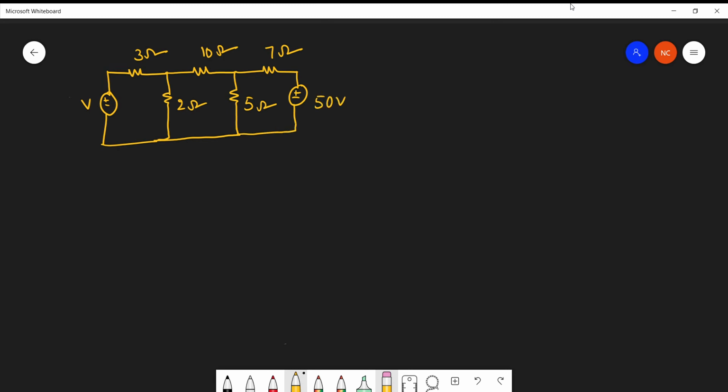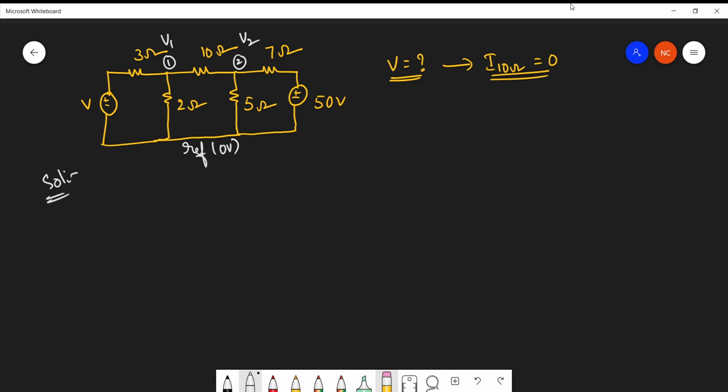50 volts. In this particular problem, we are supposed to find the voltage value V under some conditions. The condition is that when the current passing through the 10 ohm resistor is 0, we are supposed to find the V value. Let us solve the problem. For that we need to identify the nodes. This is the first node and the second node, whose voltages are V1 and V2. This is the reference, whose voltage is 0 volts.